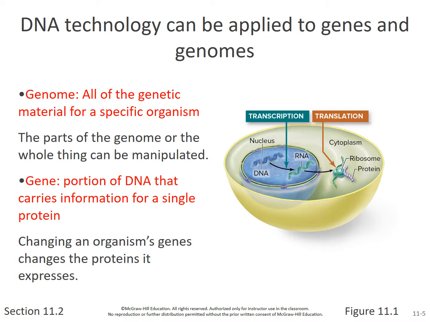DNA technology can be applied to genes, particular genes of an organism, or the entire genome. A genome is all the genetic material for a specific organism. The parts of the genome or the whole thing can be manipulated. A gene is a portion of the DNA that carries information for a single protein. And we talked about this with transcription and translation. And so if you were to want to change a particular protein being made, you would focus on that particular gene. Changing those particular genes will change what proteins will be expressed.